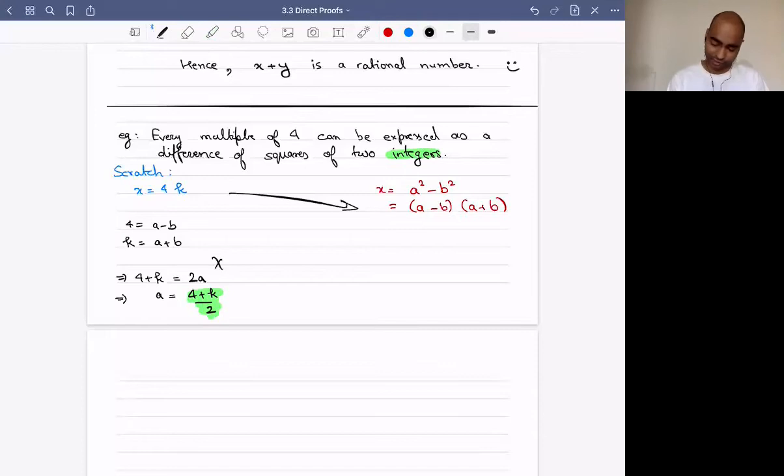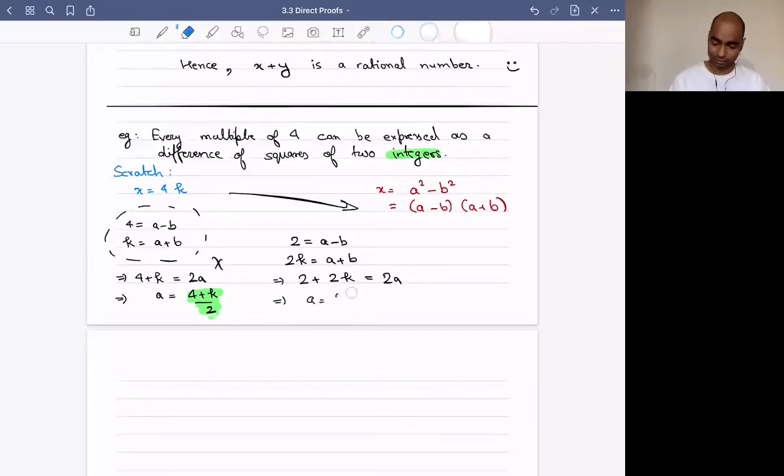What can I try else? So this was the place where I tried something. That just means I need to try something else. So I can try 2 equals a minus b and 2k equals a plus b. And I add the two together and I get 2 plus 2k is equal to 2a. And then I divide by 2 and I get a is equal to k plus 1. Well, this is excellent because k is an integer and so 1 plus k is an integer. So I got an a.